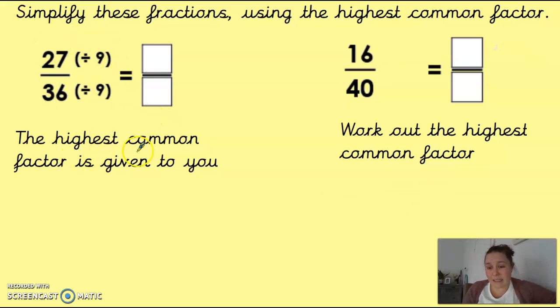Okay, so this one is all laid out for you, so it should have been a little bit easier. 27 divided by 9 is 3. 36 divided by 9 is 4. So simplified it down to 3/4. For this one, you should have got your factors of 16 and 40, and hopefully you will have found that the highest common factor is 8. So we divide both by 8. 16 divided by 8 is 2. And 40 divided by 8 is 5. So 2/5 would have been your answer there.